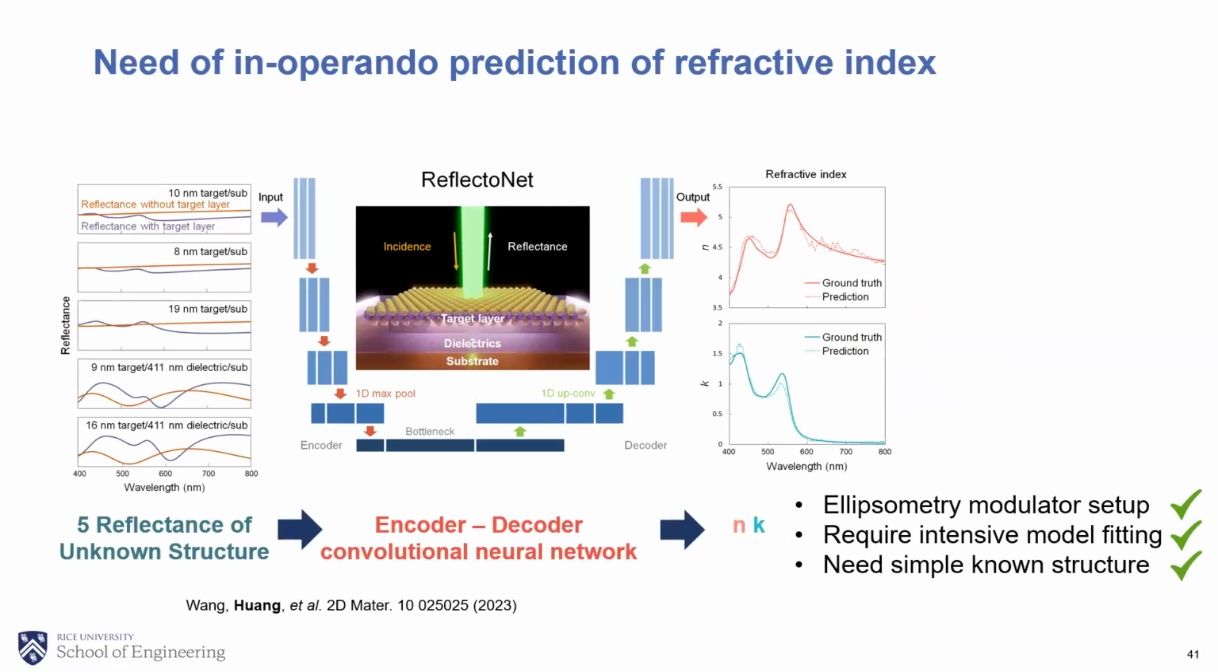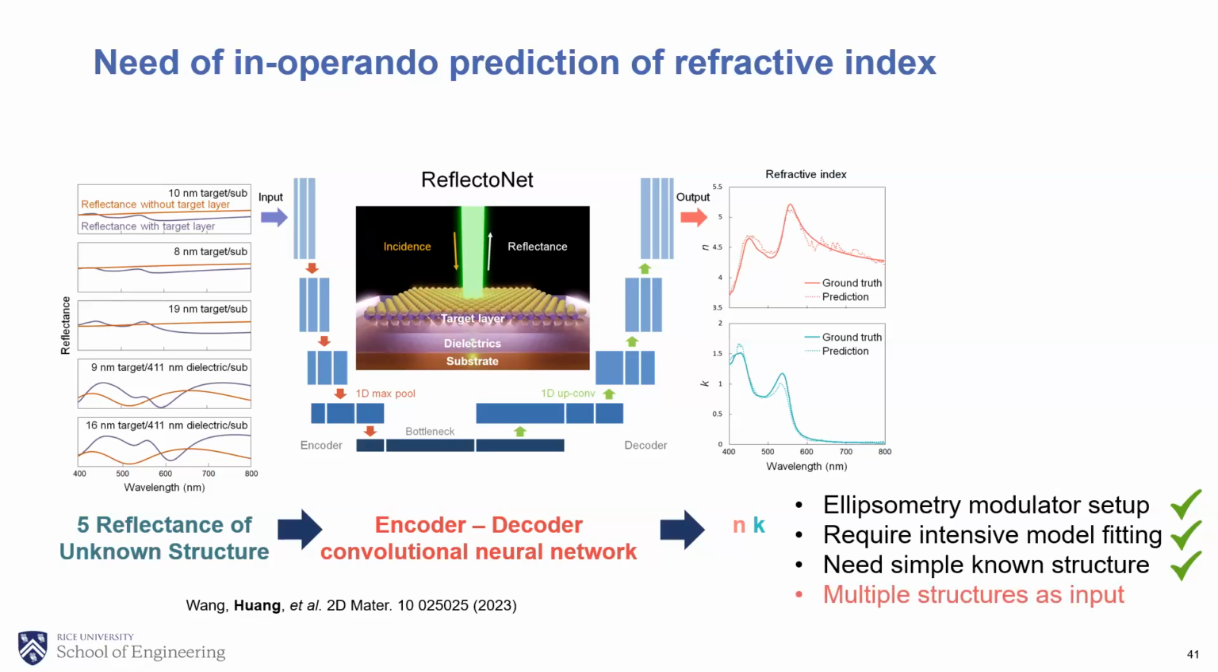So far we have seen we can use ReflectorNet to obtain N and K for a new material. So this solves some challenges for the conventional ellipsometry. But then we realize for the input of ReflectorNet, we still need different types of structures for the materials. So next slide.